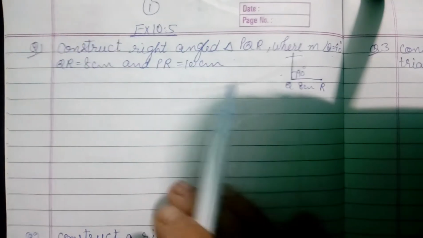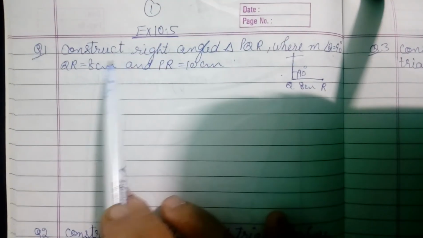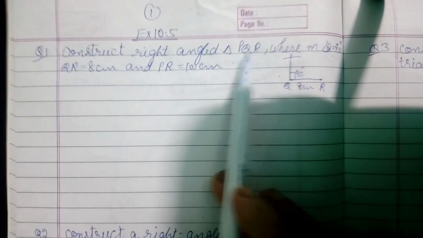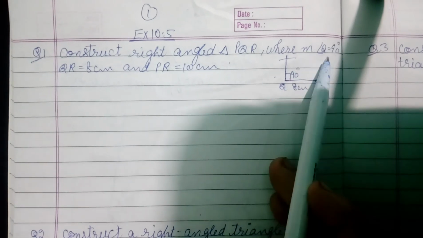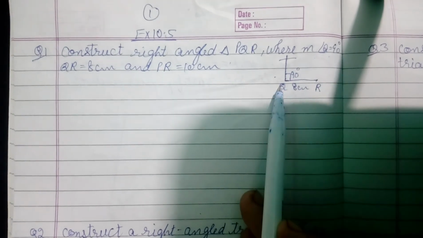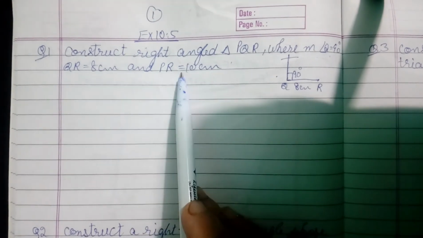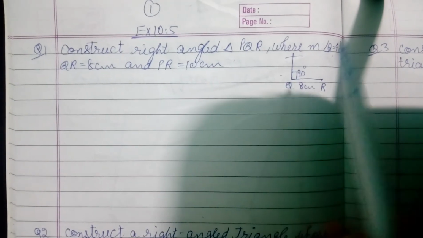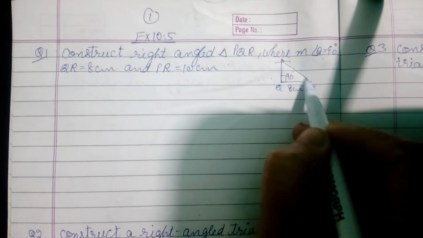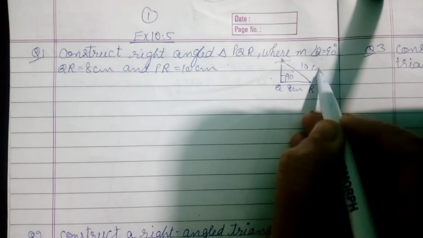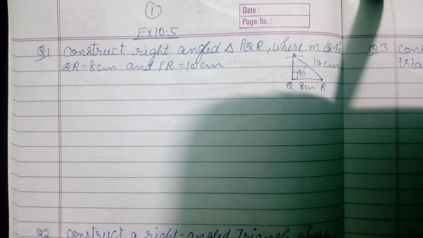Good morning students. Today we are starting 10.5. Construct right angle triangle PQR where the measure of angle Q is 90 degrees and QR is 8 centimeter and PR, that will be the hypotenuse, this should be 10 centimeter. Now we start our construction.